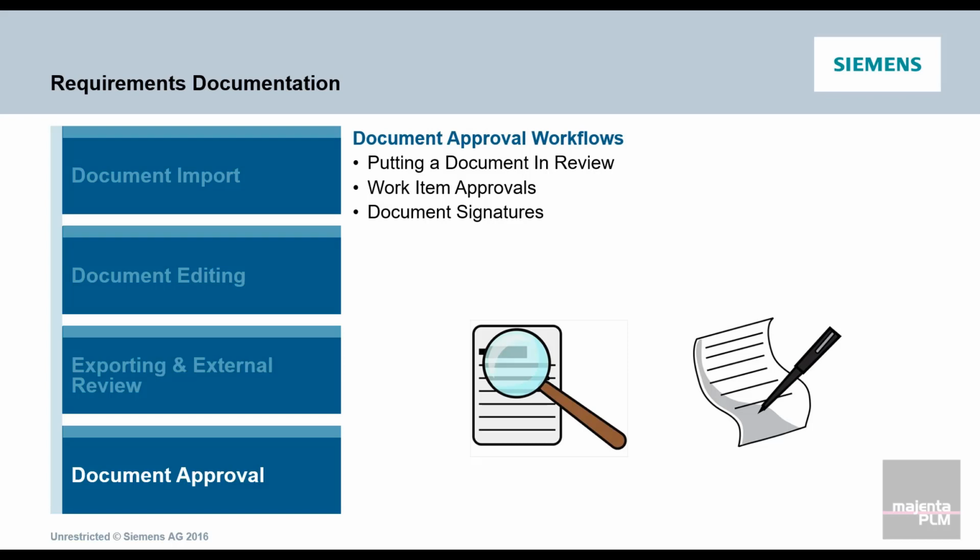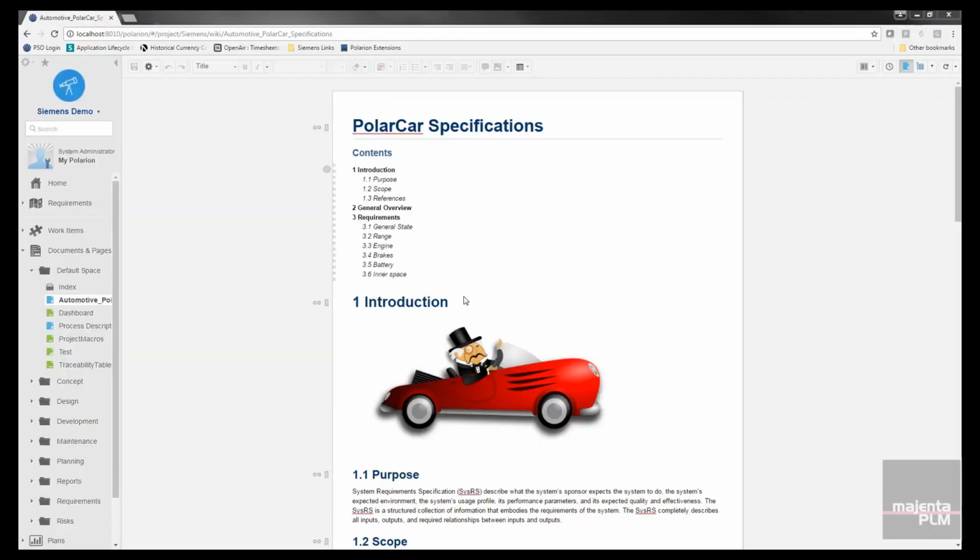Now we're going to start looking at our document approval. So every single document within Polarion has a workflow associated to it. So we're going to now start to put our document into the review status. We're going to go through our work item approvals, and we're also going to start looking at our document signatures as well.